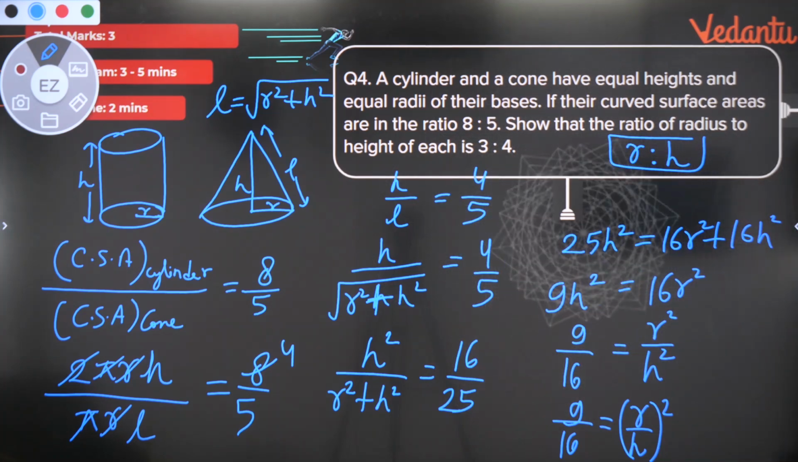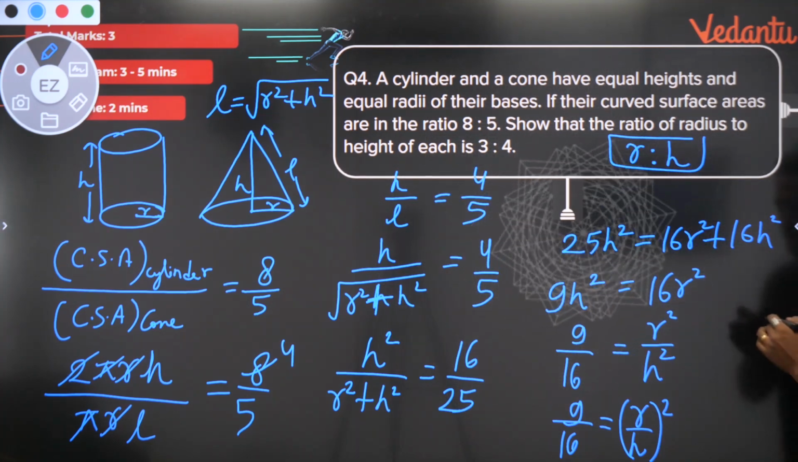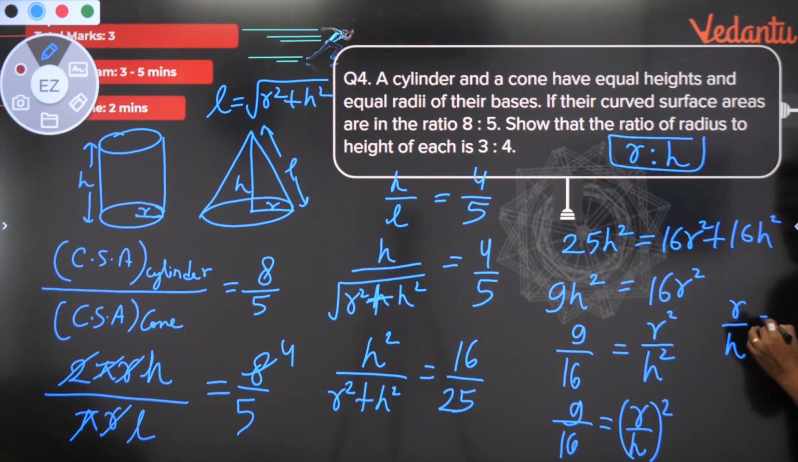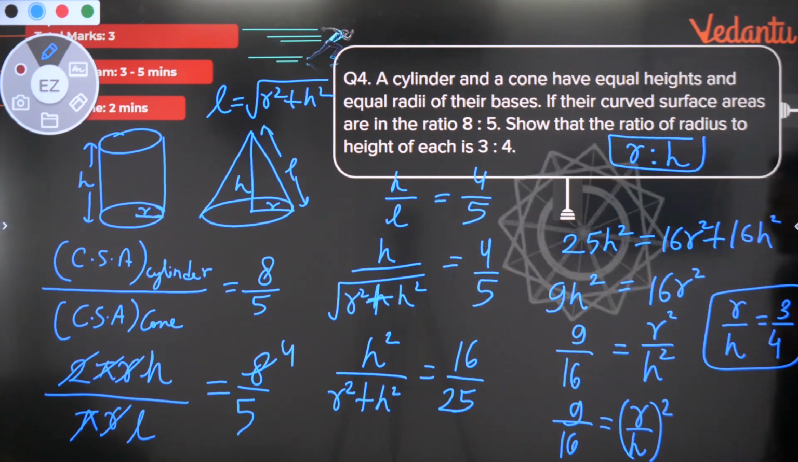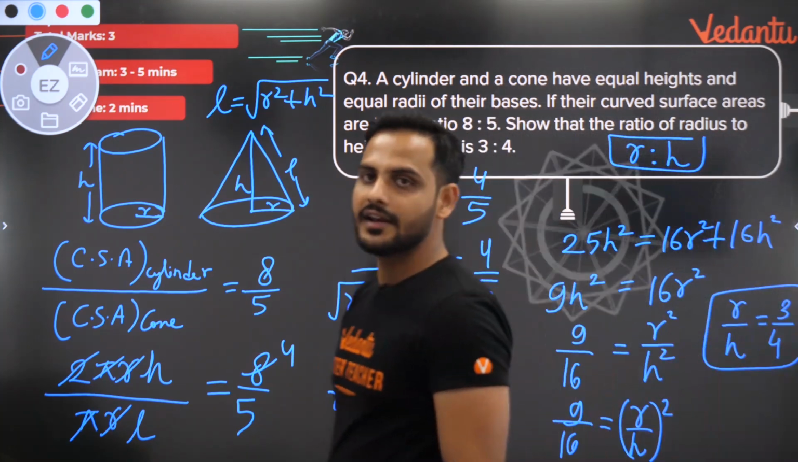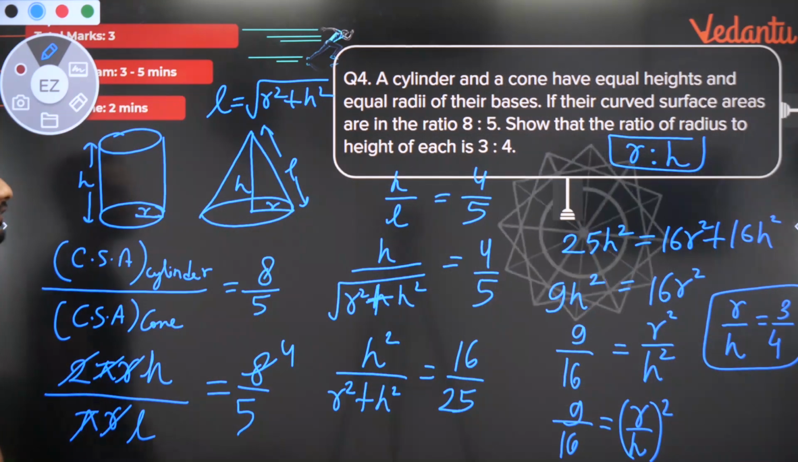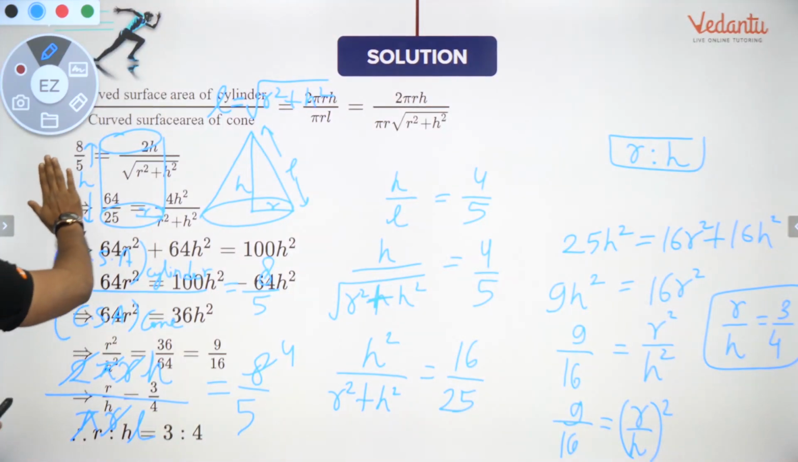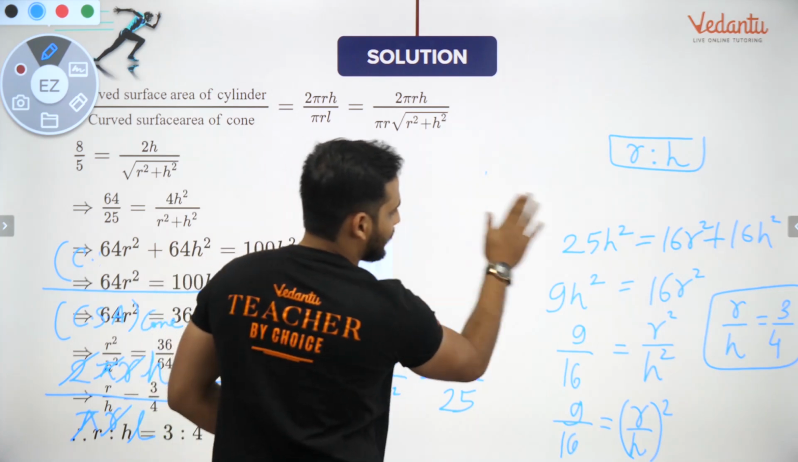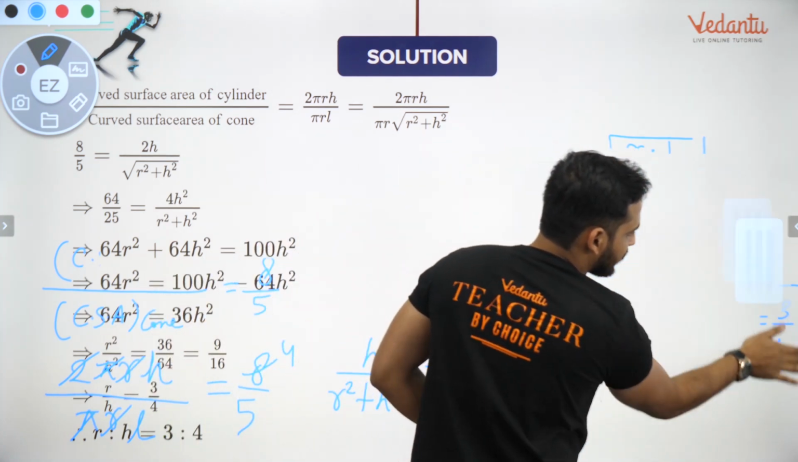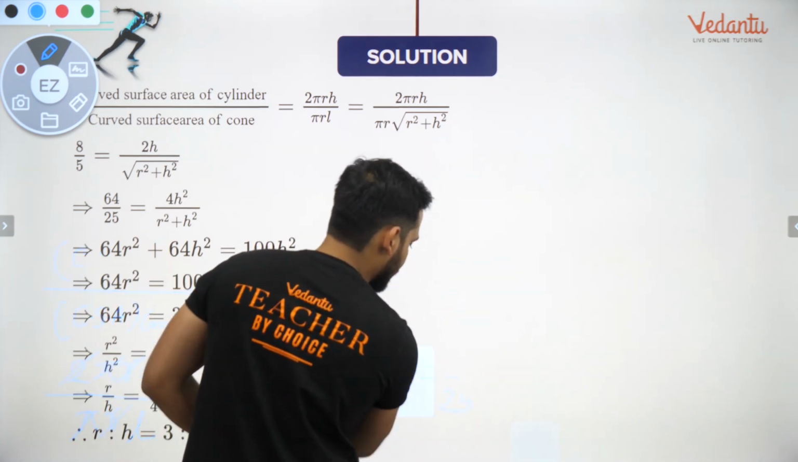So what I'll do next step? Next step is square root on both the sides. So we'll be getting r/h equal to the square root of 9, which is 3, and the square root of 16, which is 4. So 3:4. So the ratio of the radius and height of this cone or cylinder is 3:4. I'll just show you the solution one more time so that if you are facing any difficulty, you can re-watch the solution and you can get the answer.